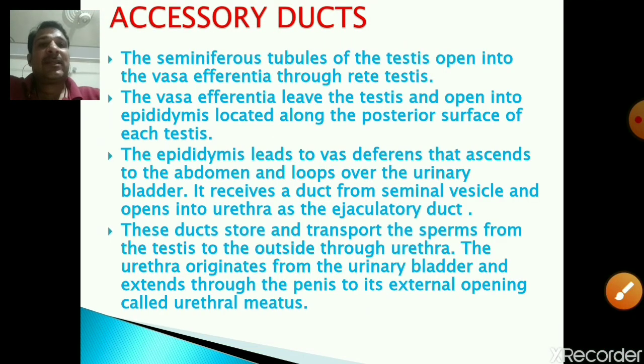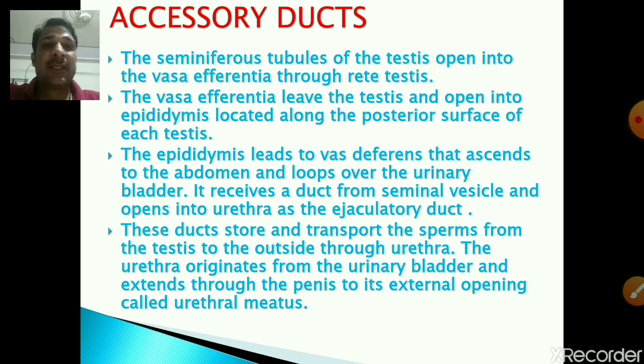and now the accessory ducts. The seminiferous tubules of the testis open into the vasa efferentia through the rete testis. Vasa efferentia leave the testis and open into the epididymis, which is located along the posterior surface of each testis. The epididymis leads to the vas deferens that ascends to the abdomen and loops over the urinary bladder, making a loop around the urinary bladder, and it receives a duct from the seminal vesicle.